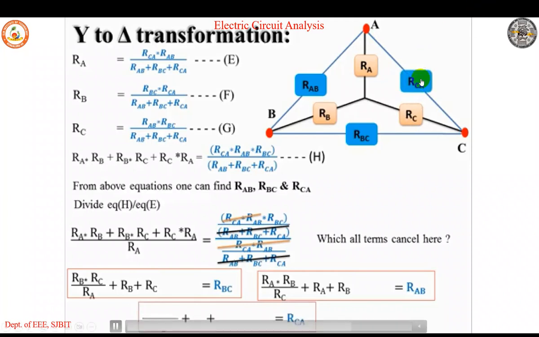Similarly, for RCA, you can pause the video and write the equation. RCA is RA plus RC plus RA into RC divided by RB.